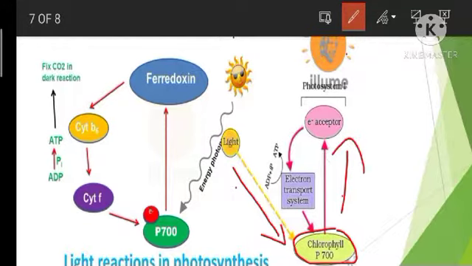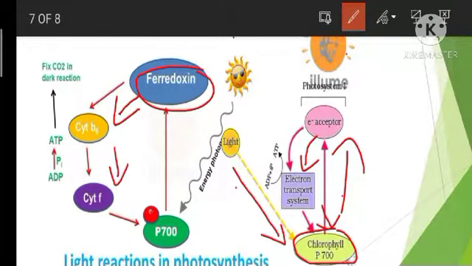That electron will not be used by that electron acceptor, but it will be passed on to the electron transport system. The electron acceptor is ferredoxin, and the electron transport system consists of cytochrome B6 and cytochrome F. And after that, the electron will be returned back to P700. Okay, so this electron is cycled back to P700 itself. That's why it is cyclic in nature. Okay, and during this process, ATP is synthesized.